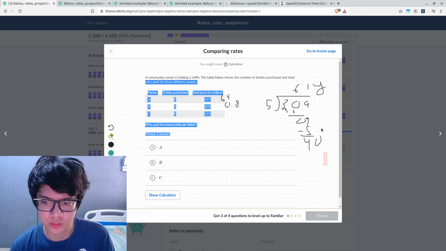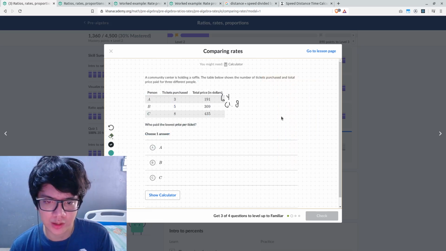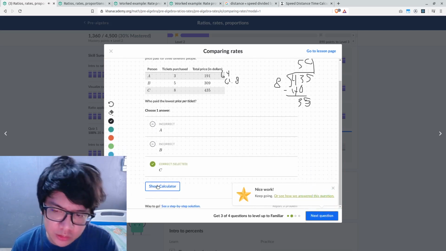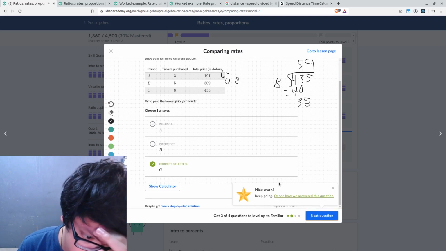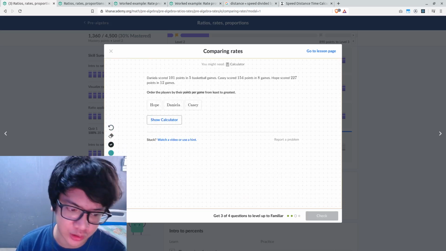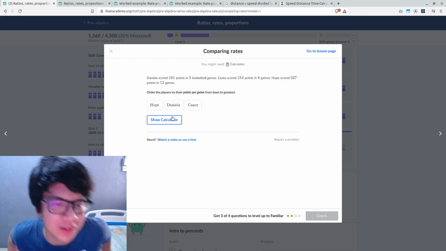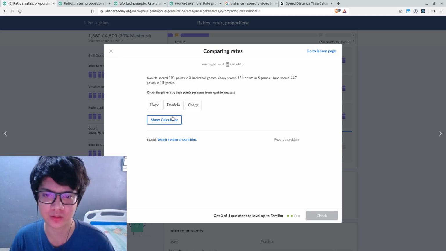Okay. And the last one, 45 divided by 8, you have 5. Oh shit, I can use a calculator. I can just show calculator. Okay. Then you have scored 1.5 in cases stored.